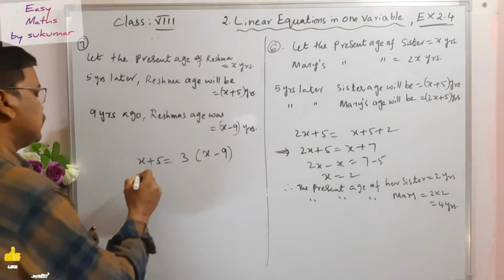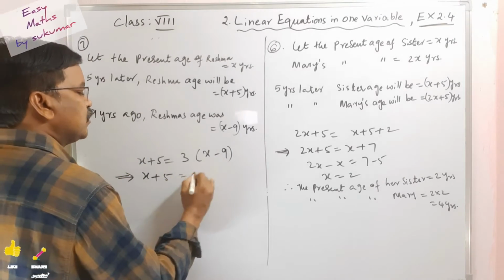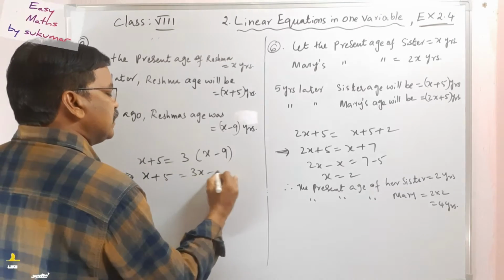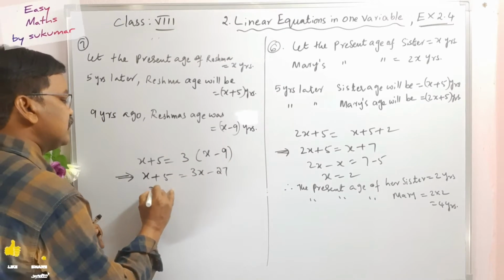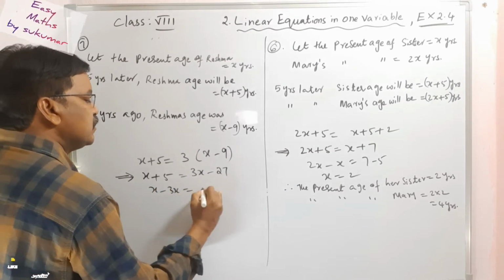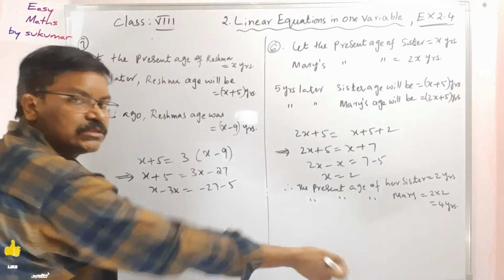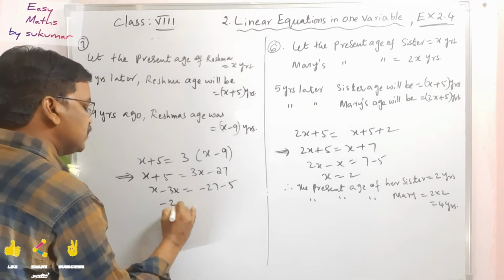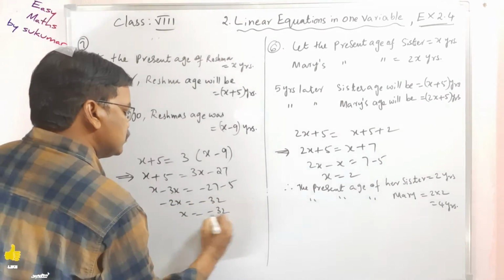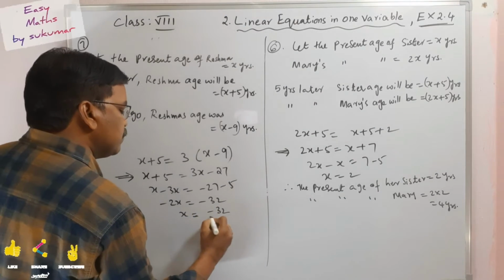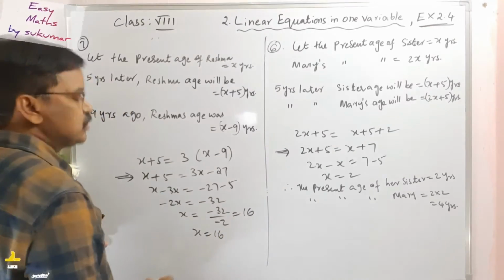Okay, my dear students, here x plus 5 is equal to, let us multiply with 3: 3x minus 3 nines are 27. Let us collect the variables to the left hand side. That means x minus 3x is equal to minus 27 minus 5. Plus 5, when it goes to the other side, becomes minus. So minus 2x is equal to minus 32. So x is equal to minus 32 by minus 2, that is 16. So x is equal to 16.